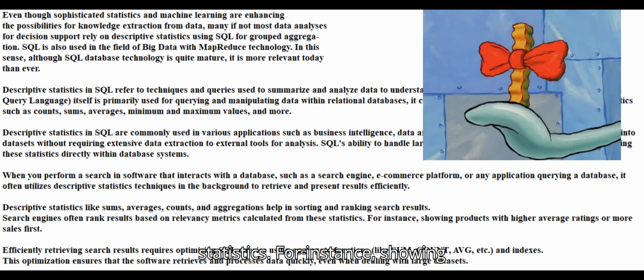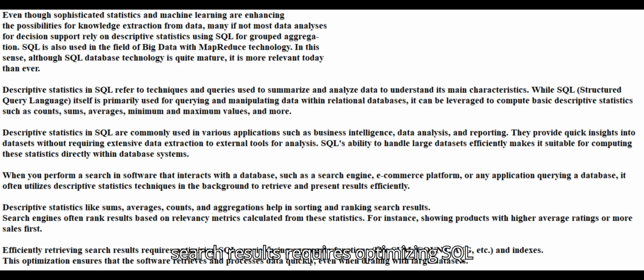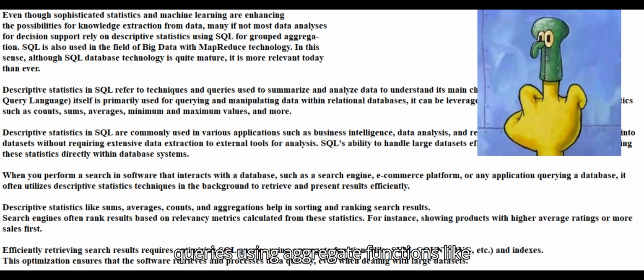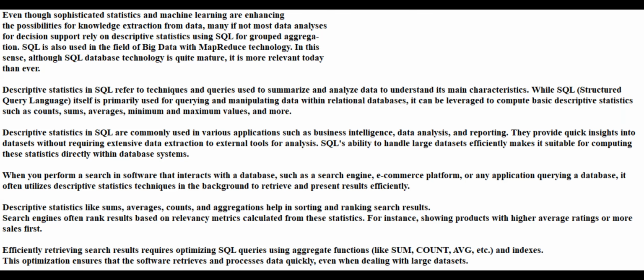For instance, showing products with higher average ratings or more sales first. Efficiently retrieving search results requires optimizing SQL queries using aggregate functions like sum, count, avg, etc., and indexes. This optimization ensures that the software retrieves and processes data quickly, even when dealing with large datasets.